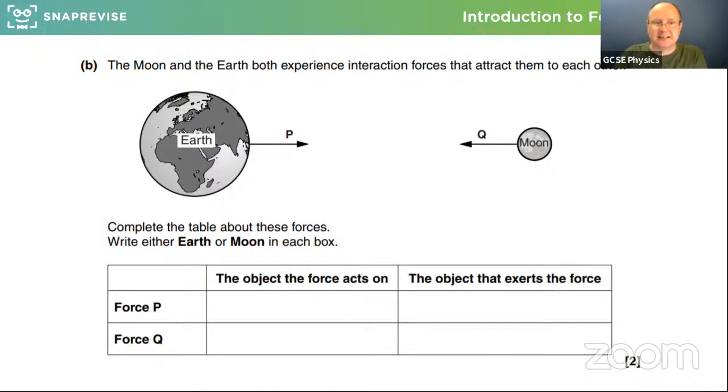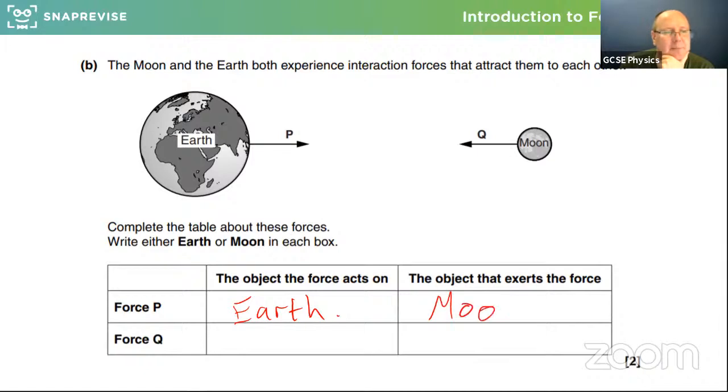The reason we get tides is because water in the oceans is being pulled around by the gravitational force from the moon, and also to a lesser extent the sun, because it's much further away. So the object the force acts on, force P, is acting on the Earth, and it's pulling the Earth towards the moon. We have a pair of forces here, a Newton 3 pair. Yeah, it is the Earth, and there is an equal and opposite force, which is acting on the moon.